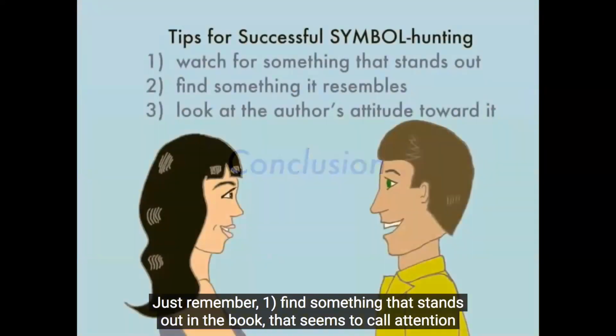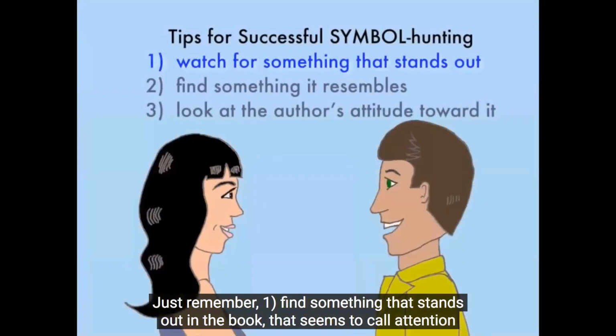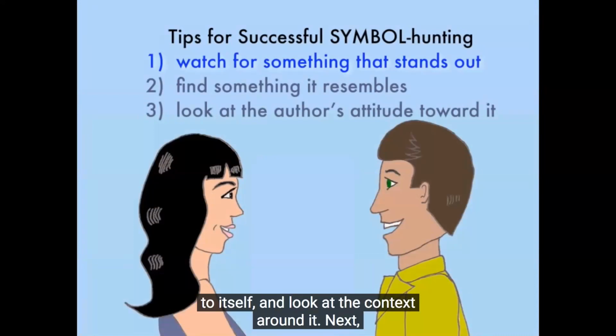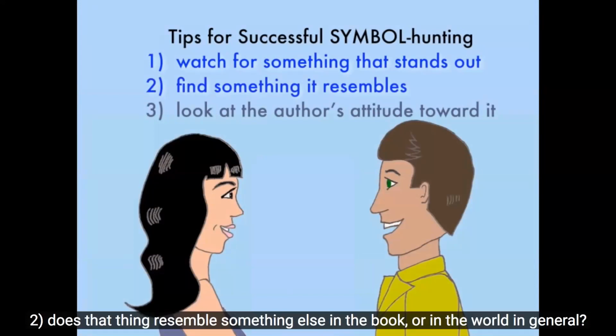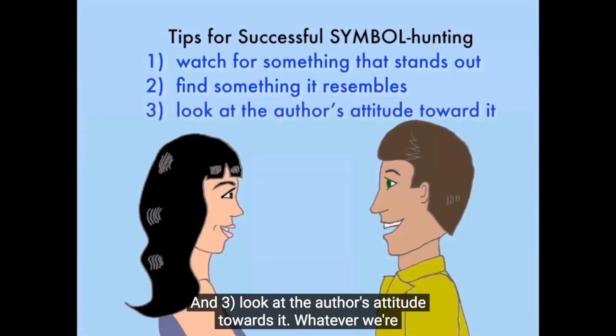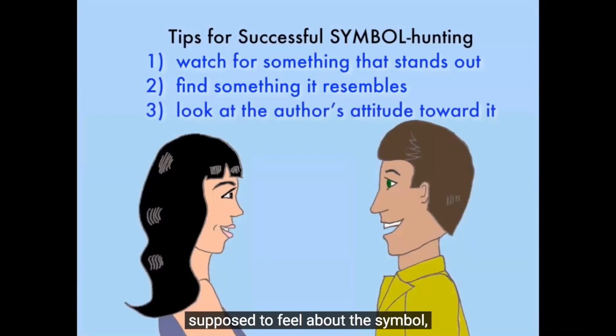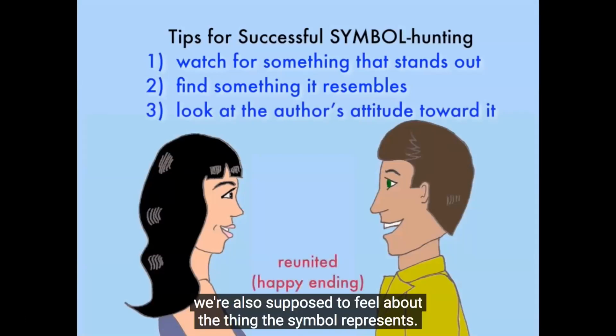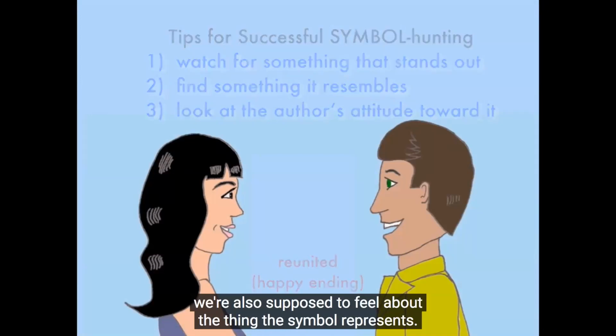Just remember, one, find something that stands out in the book that seems to call attention to itself and look at the context around it. Next, two, does that thing resemble something else in the book or in the world in general? One could be a symbol for the other. And three, look at the author's attitude towards it. Whatever we're supposed to feel about the symbol, we're also supposed to feel about the thing the symbol represents.